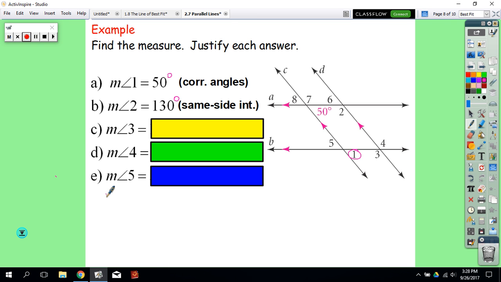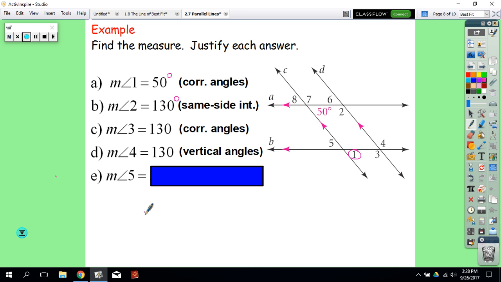All right, the measure of angle 3 corresponds with 2. It's also same side interior with angle 1, which was corresponding with this one. So it's 130 degrees. They're saying that it's corresponding with angle 2. You could also have the justification that it's same side interior with angle 1, same as you had up here.